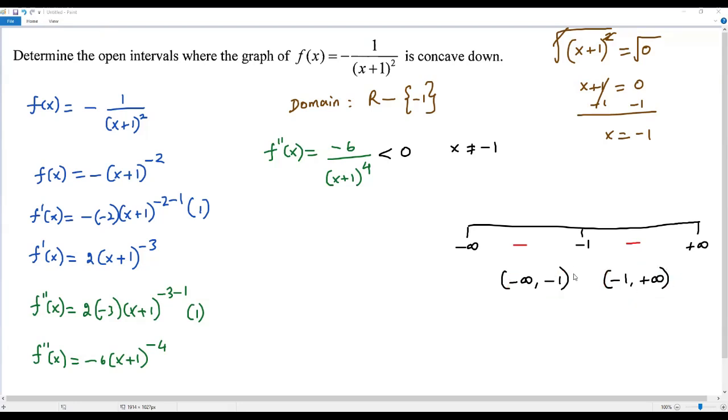In interval notation, usually we write a union between these two intervals. That is, when x takes a value either in this interval or in this interval, "or" means we use a union. Okay, so the open intervals where the graph of f of x is concave down are negative infinity comma negative 1, union negative 1 comma positive infinity.